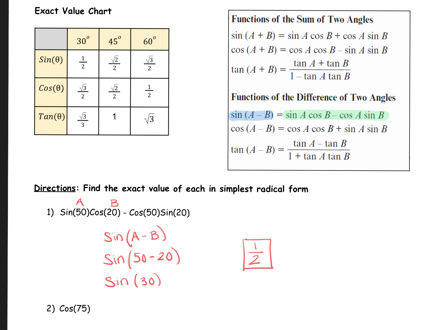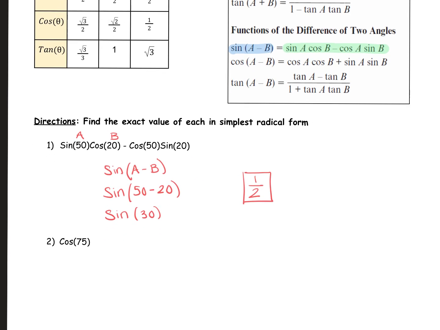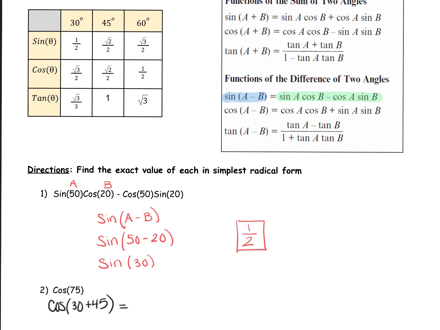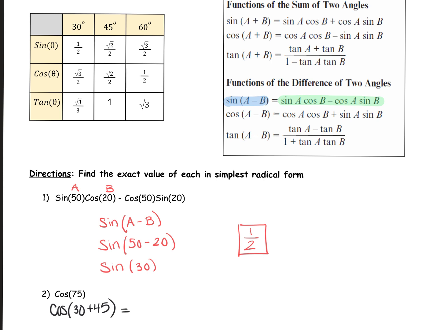So let's break this up to cosine of 30 plus 45. Now, it would work the same if you had done 45 plus 30, so don't stress about the order. Remember that addition is commutative. So we're going to write down the cosine of A plus B formula. So we're going to go up here, and we're going to highlight the formula that we need. So cosine of A plus B. So the format is cos cos minus sine sine.